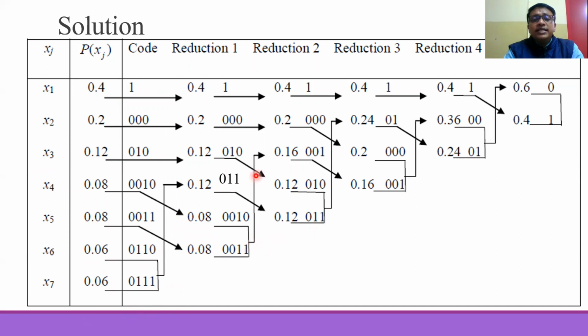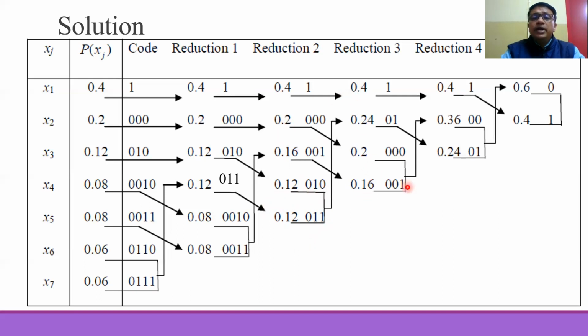So this 0.16 is placed over here, and again it has been reordered. Again, 0.12 and 0.12 are the two smallest probabilities. We take the summation of that, and it becomes 0.24. 0.24 is obviously higher than 0.2, so we again reorder it in this way.